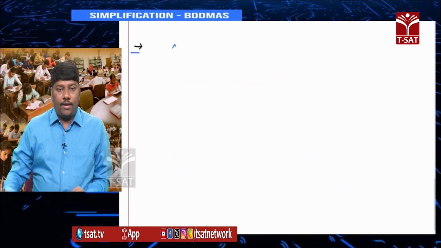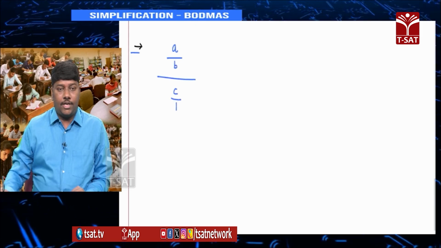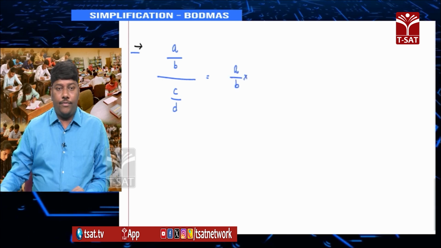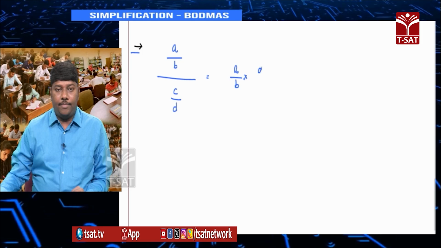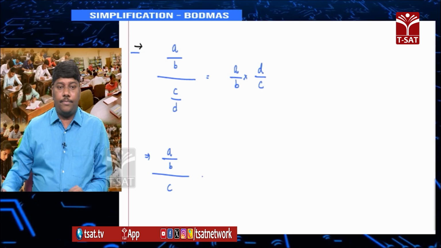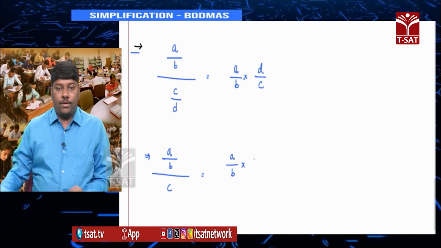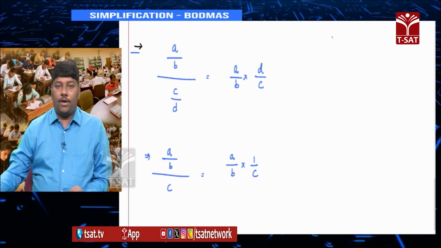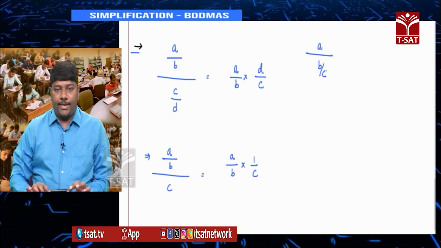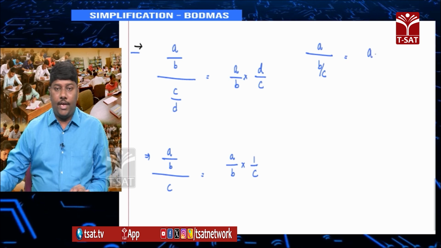When you have A by B divided by C by D, there are some rules which can help you. I can write A by B, if it comes up then it becomes D by C. When you have A by B divided by C, we can write A by B into 1 by C. Or else you have A divided by B by C. Here your numerator is A, your denominator is B divided by C. So if it comes up, it becomes A into C by B.